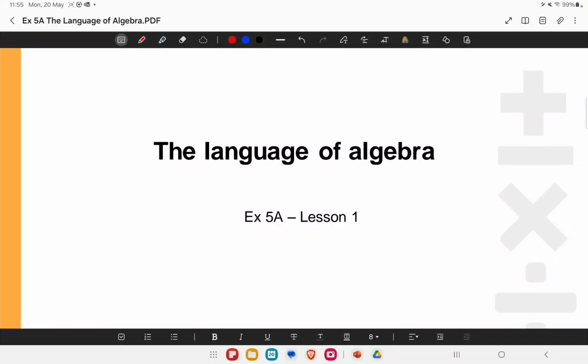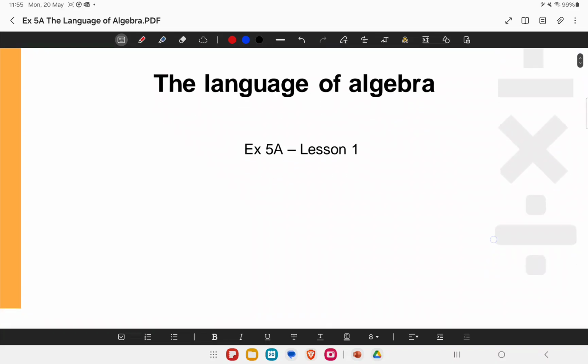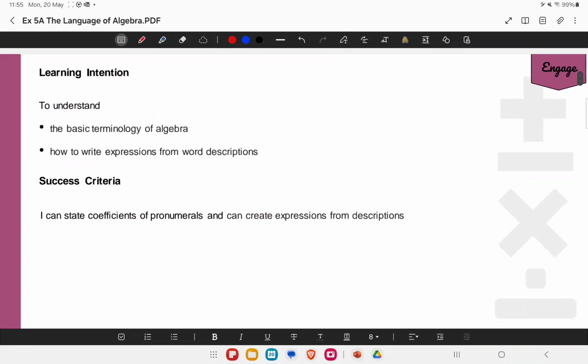All right, so today we're going to be looking at exercise 5A. We're going to be starting on algebra this next couple of weeks. We're going to start off with the language of algebra. This is the learning intention and success criteria.